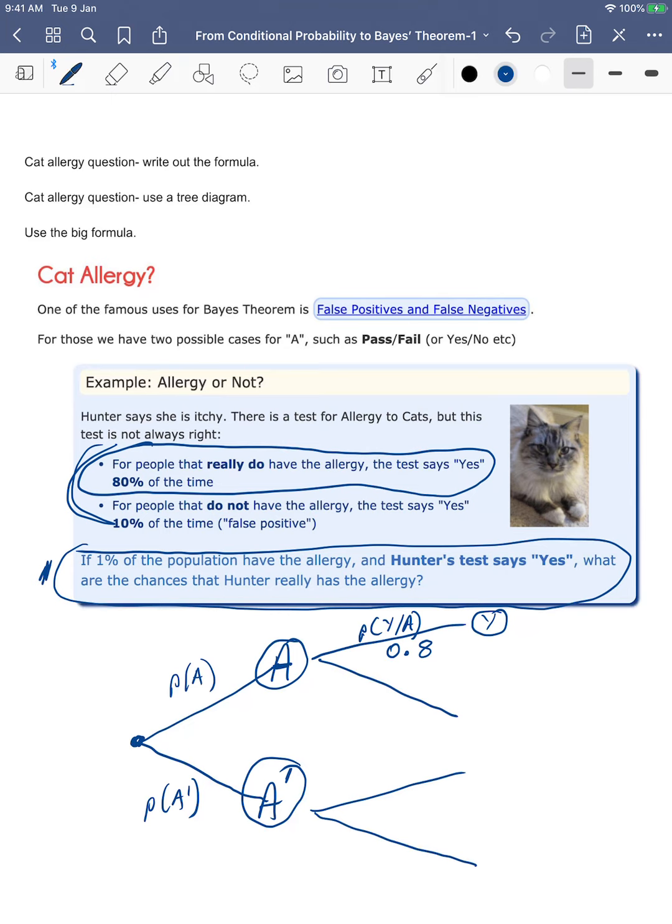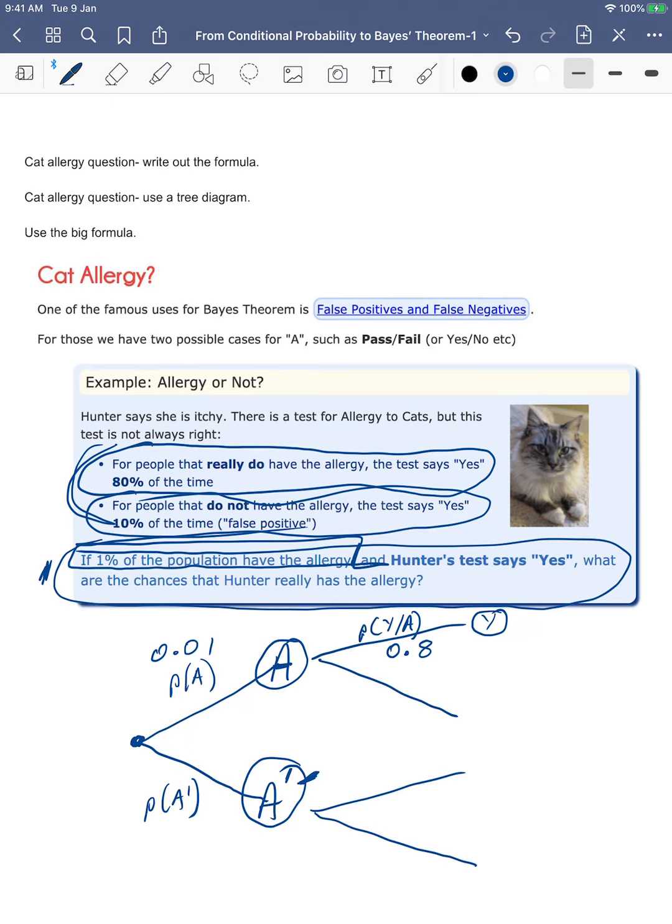All right. For people that do not have the allergy, we're standing here. So for this information, there's a 10% to go somewhere. So you're going to fill this in a moment. And then we are going to fill in this last bit of information. 1% of the population have the allergy. So what's the probability of having the allergy? That's 0.01. So we're going to do this question by just using a tree diagram.